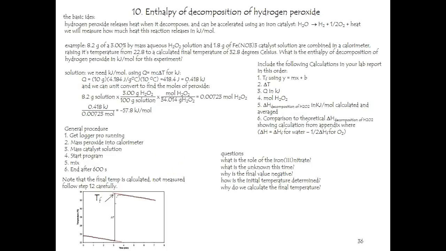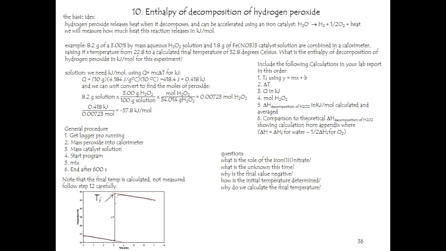Okay, hi. In this experiment, we are going to determine the enthalpy of decomposition of hydrogen peroxide. That means we are going to take some hydrogen peroxide in water. We are going to add a catalyst to allow it to decompose rapidly, and we'll see how much hotter it gets. This should tell us how much heat is released.